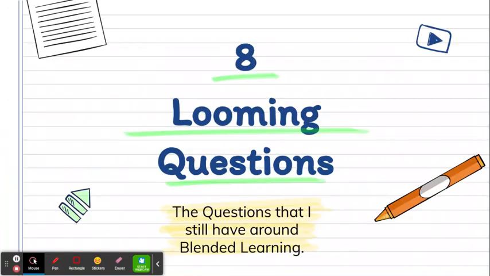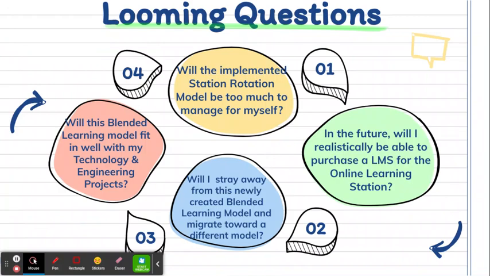As far as looming questions, what questions do I still have around blended learning? Well, basically I have four. Will the implemented station rotation model be too much to manage for myself? Also, in the future, will I realistically be able to purchase an LMS for the online learning station? Will I stray away from this newly created blended learning model and maybe migrate toward a different model? And then the last one is, will this blended learning model fit in well with my current technology and engineering projects? Those are questions that I still have.